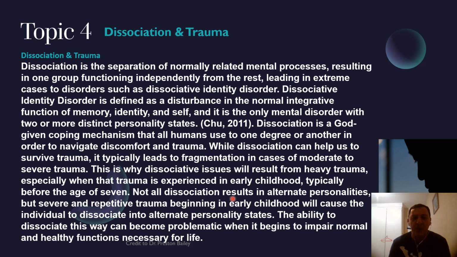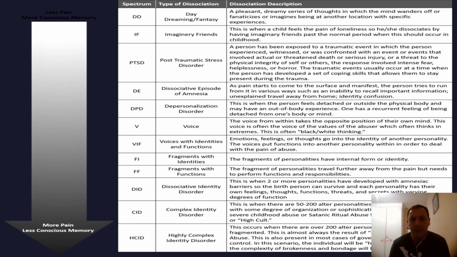Not all dissociation results in alternate personalities, but severe and repetitive trauma beginning in early childhood would cause the individual to dissociate into alternate personality states. The ability to dissociate this way can become problematic when it begins to impair normal and healthy functions necessary for life. Okay, so we can see that trauma causes this dissociation. So there are different levels of DID.